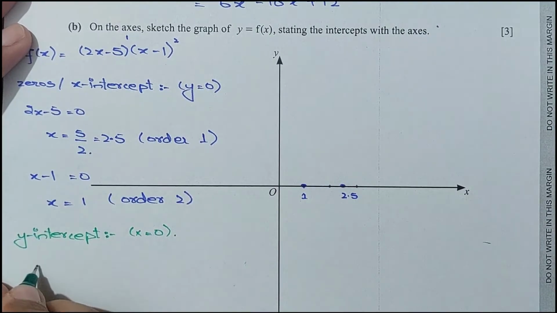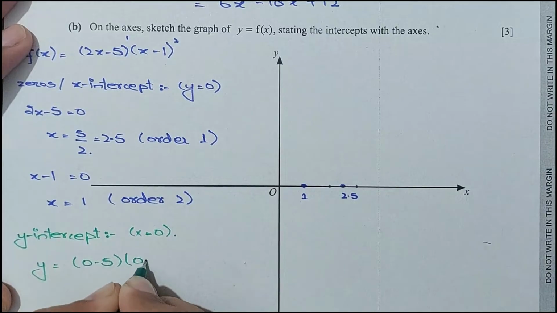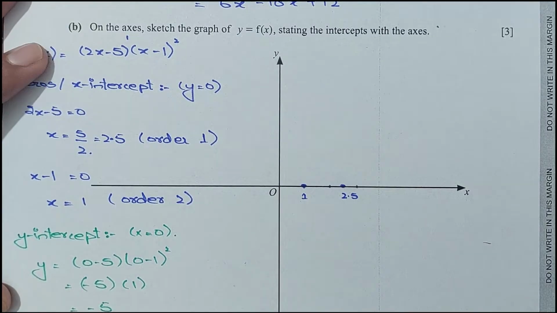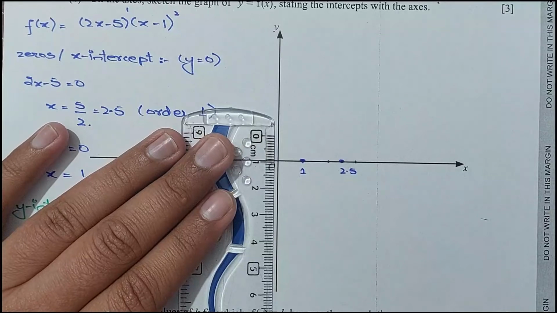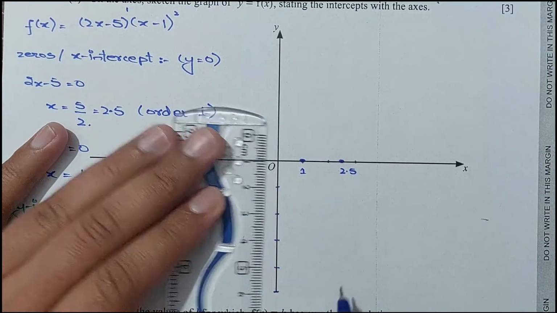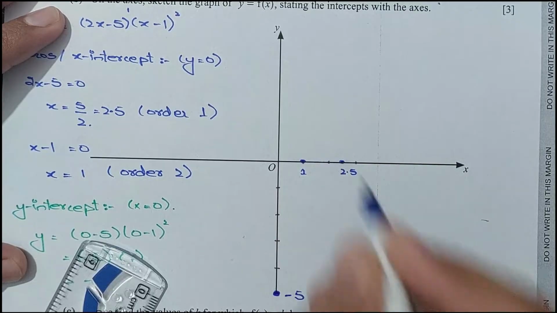Okay, so y would be equal to 0 minus 5 and 0 minus 1 squared. This is negative 5 and 1. So minus 5 is the y-intercept. It's downward, negative 5. Let me check: minus 1, minus 2, minus 3, minus 4, and minus 5 over here. This is negative 5. The y-intercept, x-intercept, and x-intercept.